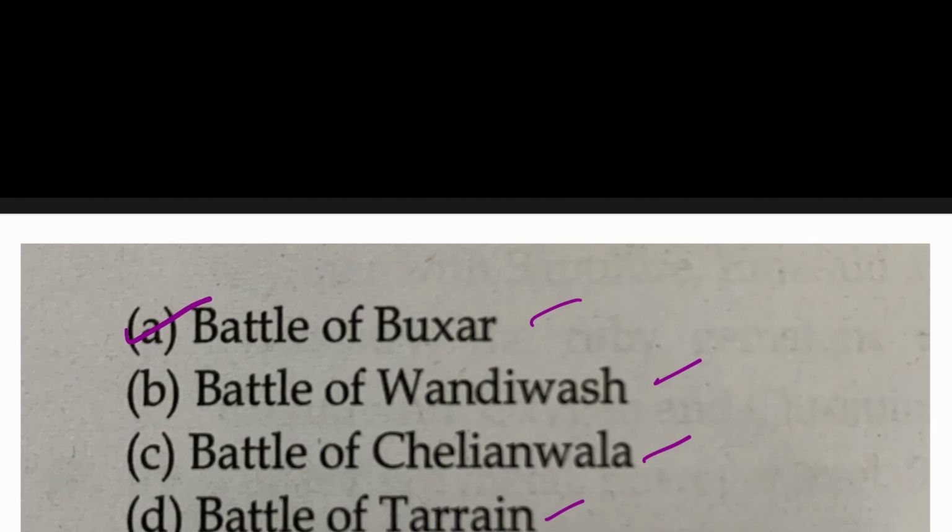Battle of Buxar was fought on 27 October 1764 between the forces of the British East India Company led by Hector Munro and the combined armies of Mir Qasim, the Nawab of Bengal, the Nawab of Awadh, and the Mughal Emperor Shah Alam II. The battle was fought at Buxar, a small fortified town within the territory of Bengal.